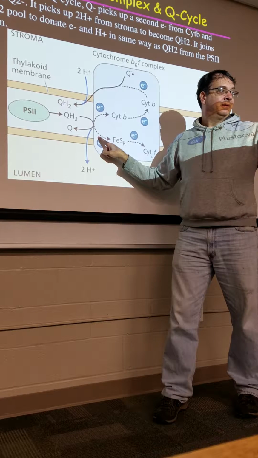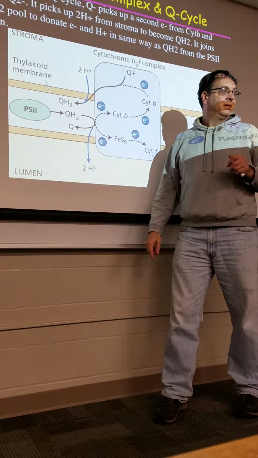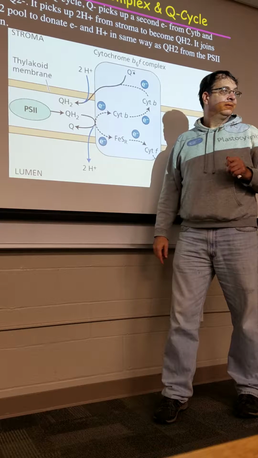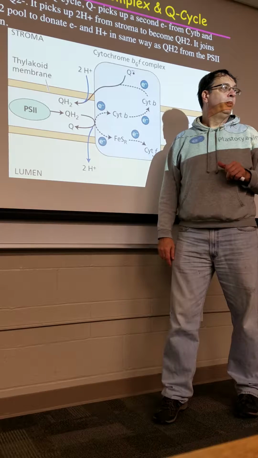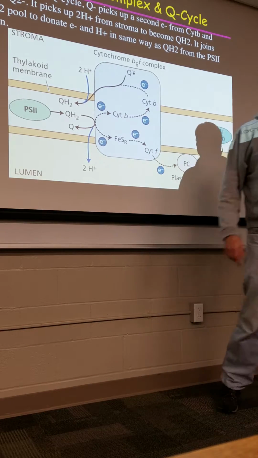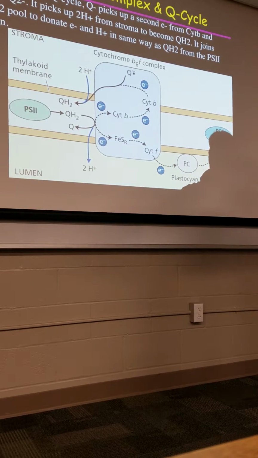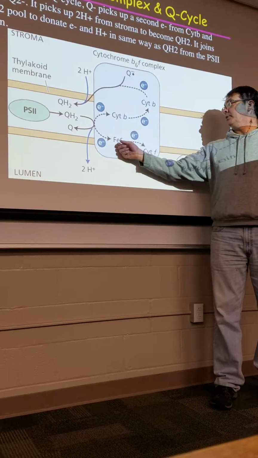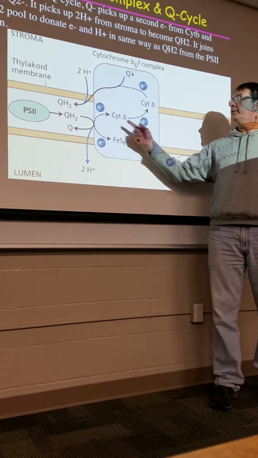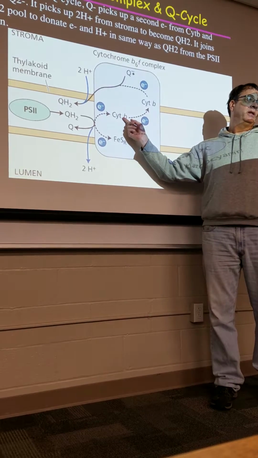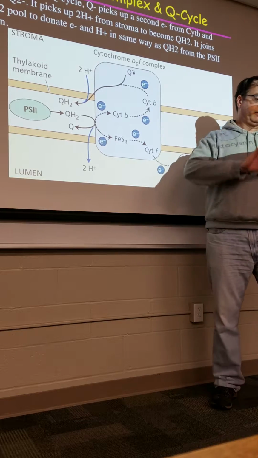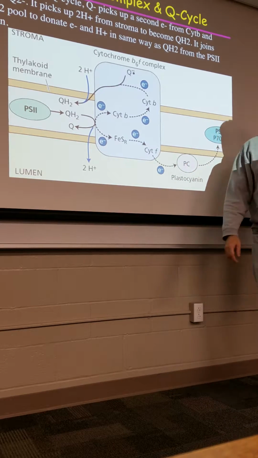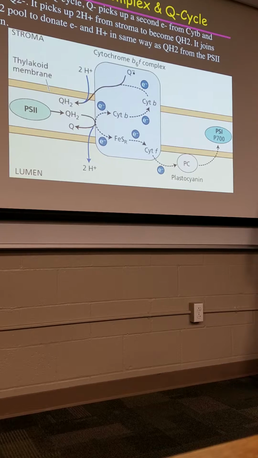Earlier, when the QH2 goes in, 1 electron goes one way and the other goes the other way. Is it ever 2 go one way? No. One gets put into the iron Rieske sulfur protein, which goes to cytochrome F. The other one goes to cytochrome B. And you never get 2 funneled simultaneously the same way. You mean the Q produced by the QH2 will transfer to B6F?